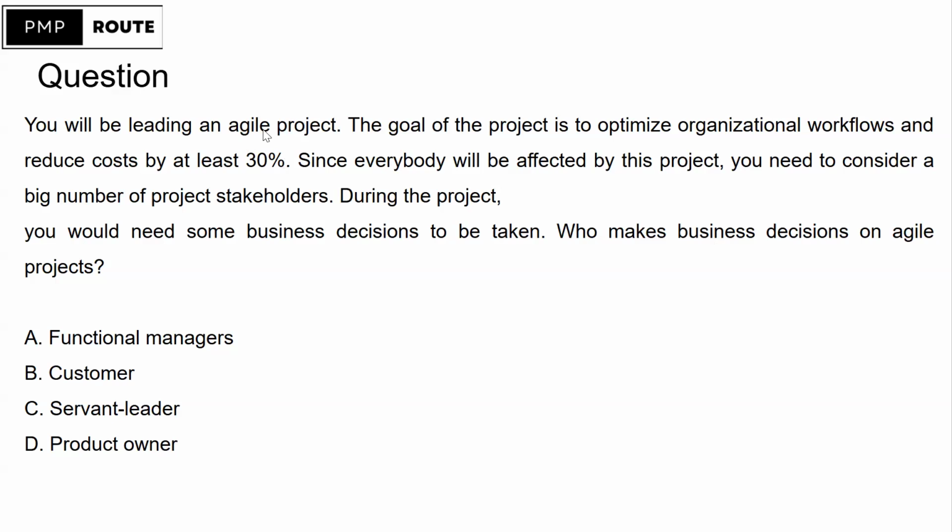You'll be leading an agile project. Okay, here agile project is a keyword. The goal is to optimize blah blah blah. All these are not keywords. They are not even important for me to be able to answer the question. So hiding the question helps me to know that I'm not going to waste much time here. And in this particular case, the person that takes decisions when we are in an agile project is the product owner. So the answer here is product owner.